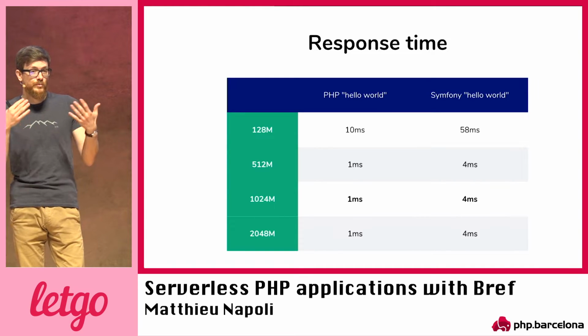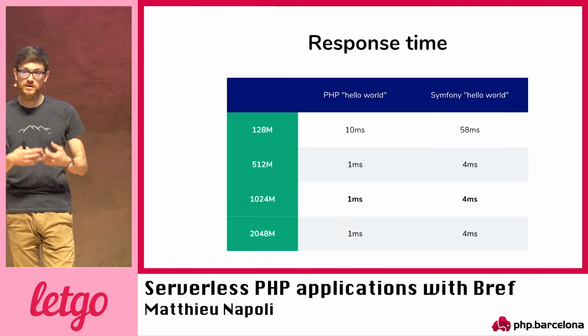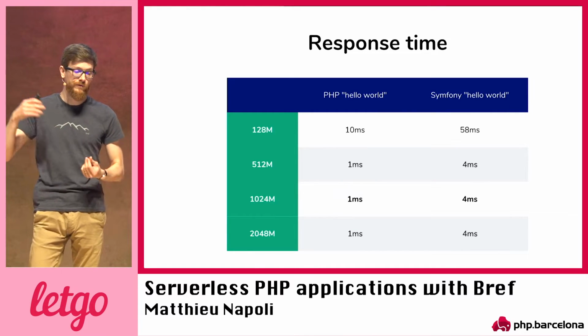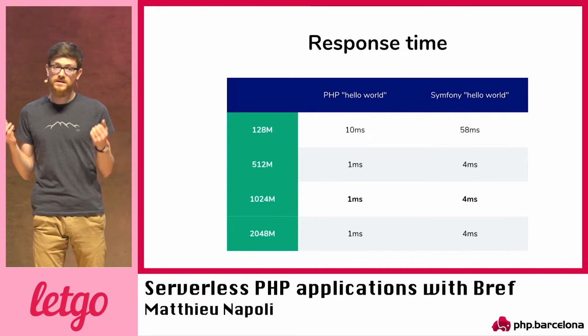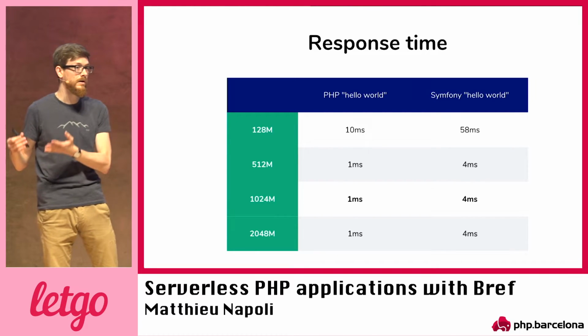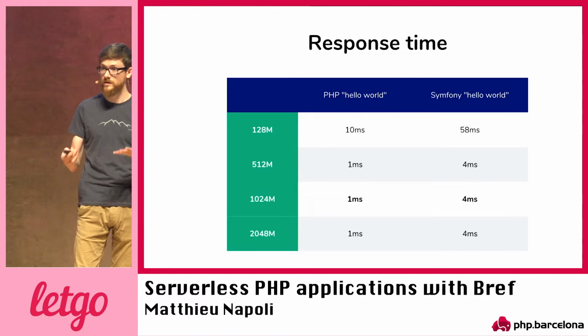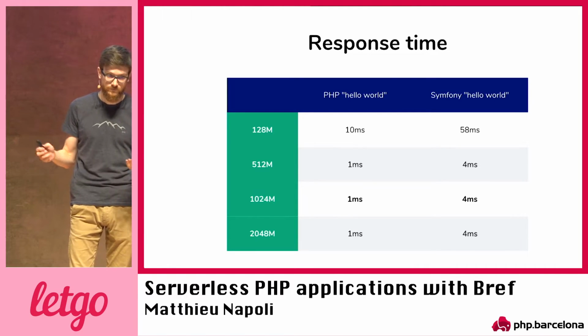As soon as we use a proper Lambda, we can see that the response time is actually really low. The execution time of PHP is like 1 millisecond, or 4 milliseconds for Symfony. And this is exactly what you get when you run PHP or Symfony on a server. So basically, there is no overhead to running your application on Lambda.